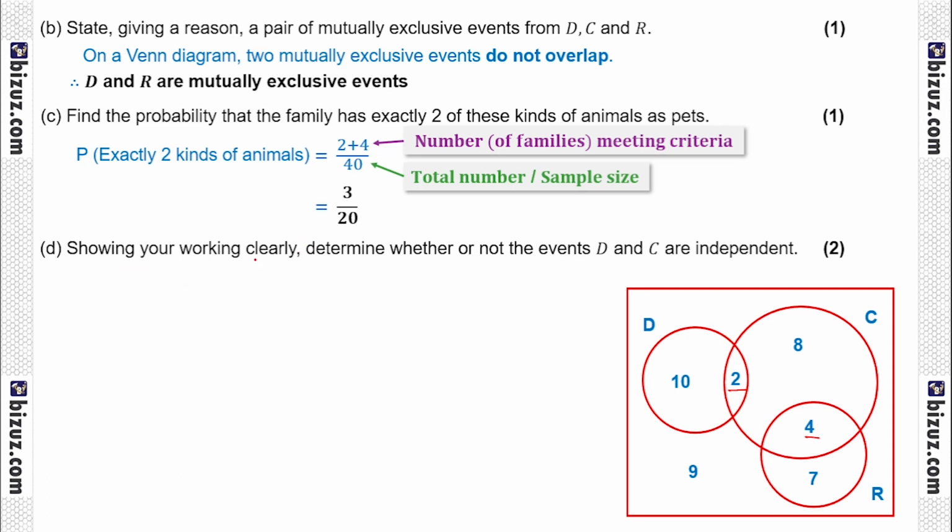Part D. Showing your working clearly, determine whether or not the events D and C are independent.